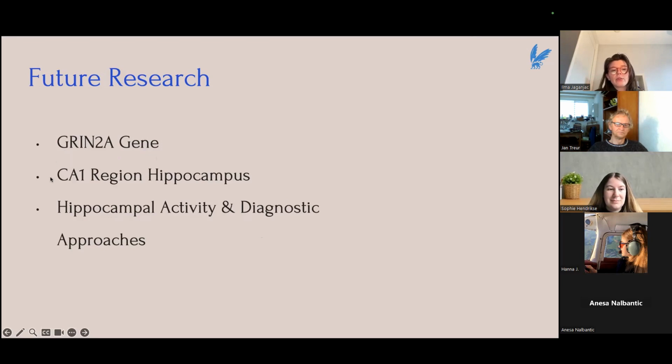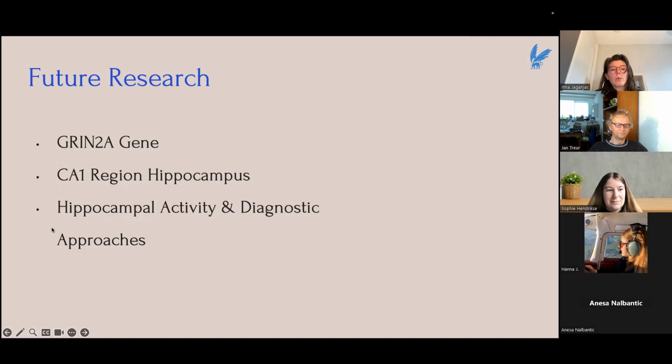What will also be interesting is to focus on different regions of the hippocampus, since I only focused on the CA3 region. But the CA1 region also has pyramidal neurons, which are also very much responsible for memory generation. So this will be an interesting field to look into as well.